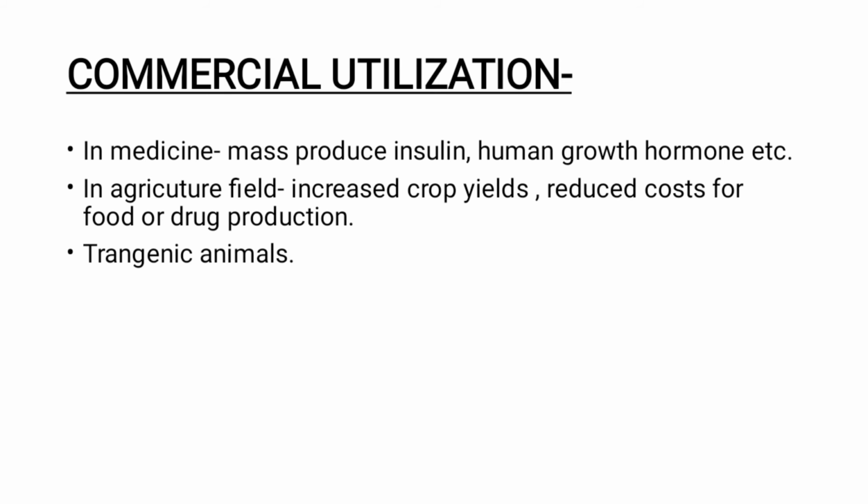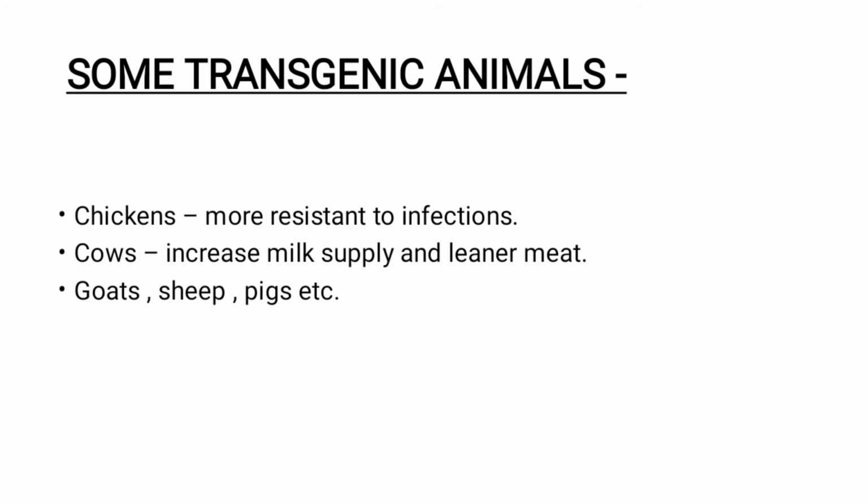In medicine, mass produce insulin, human growth hormone, etc. In the agriculture field, increase crop yield, reduce cost for food or drug production, and transgenic animals. Next are some transgenic animals: chicken, more resistant to infections; cow, increased milk supply and leaner meat. Next is goat, sheep, pig, etc.